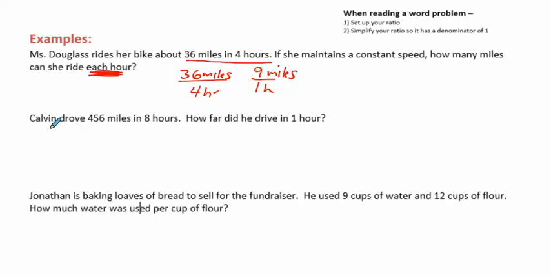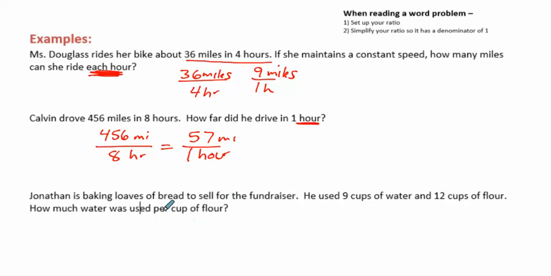All right, let's look at the next one. Calvin drove 456 miles in 8 hours. How far did he drive in 1 hour? So that means hours needs to go on bottom. So set up your ratio, 456 miles in 8 hours. But I want to know how far he went in 1 hour. So simply grab your calculator, 456 divided by 8. That would be 57 miles in 1 hour. That's how far he drove.